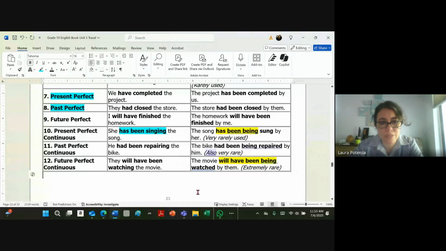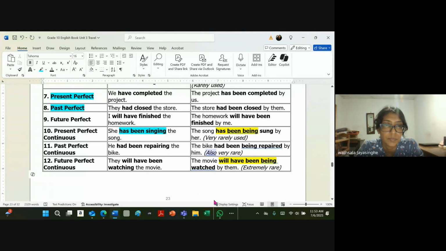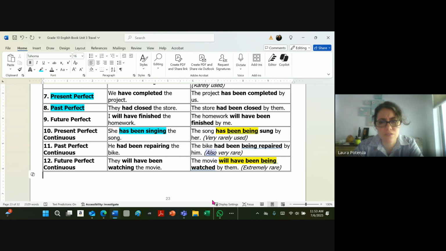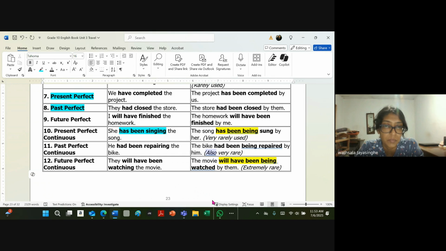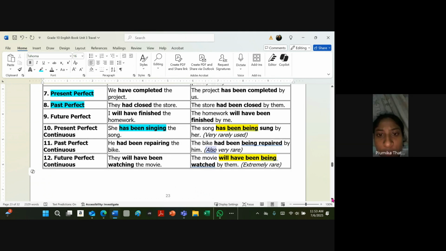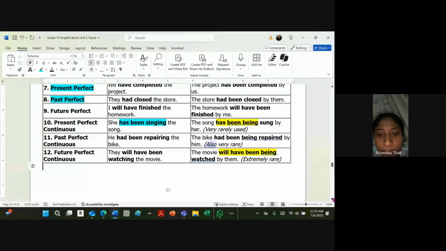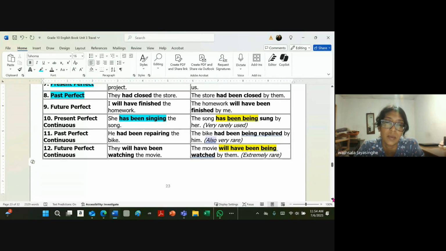Present perfect continuous: She has been singing the song. The song has been being sung by her. Past perfect continuous: He had been repairing the bike. The bike had been being repaired by him. Future perfect continuous: They will have been watching the movie. The movie will have been being watched by them.